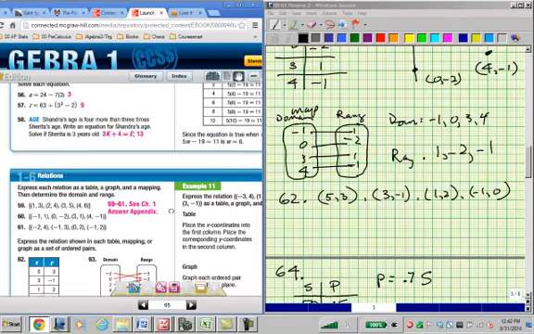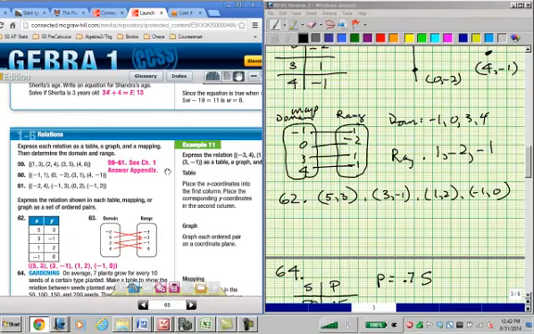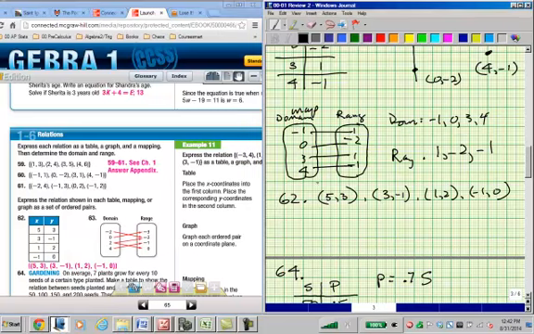Okay, 62. Okay, we're going to express it as a set of ordered pairs. Forgot the curly brackets. Okay. So curly bracket, open parenthesis, 5, comma 3, close parenthesis, comma, open parenthesis, 3, comma -1, close parenthesis, comma, open parenthesis, 1, comma 2, close parenthesis, comma, open parenthesis, -1, comma 0, close parenthesis, close curly bracket.